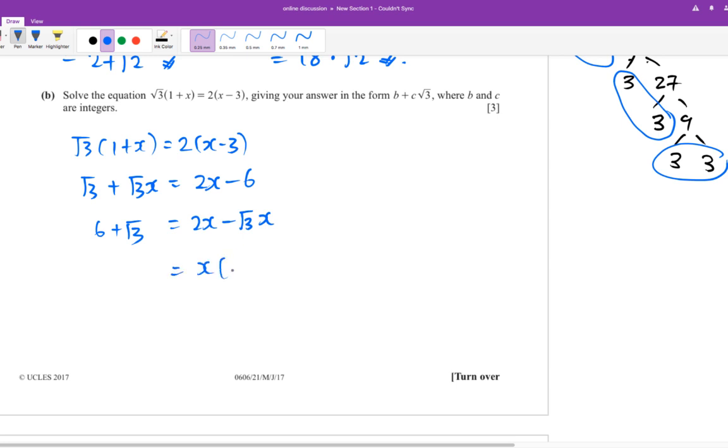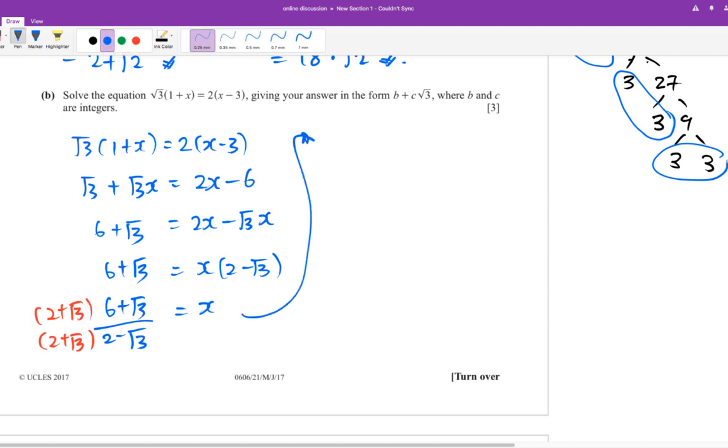I factorize out the x. I will get 2 minus surd 3. This is 6 plus surd 3, and therefore x will become 6 plus surd 3 over 2 minus surd 3. Because I want to do this, I will do a rationalize process. This is a minus b, so I will multiply a plus b for both. Therefore you should get something like this. This one will be x equals to, so you just expand it. The bottom is just 2 square minus surd 3 square, which is 4 minus 3, which is 1.